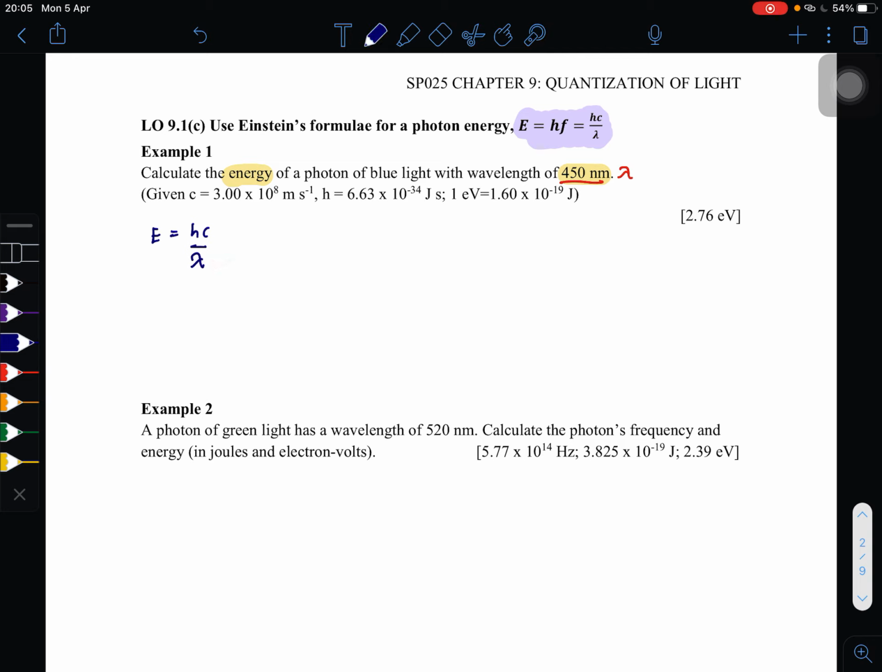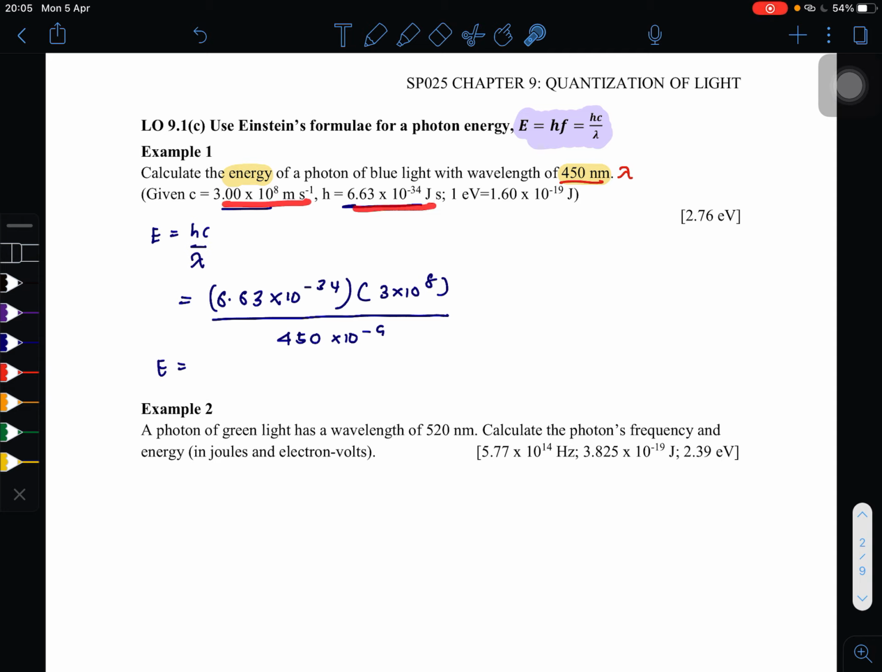So just masukkan 6.63 exponent negative 34. So constant value ni memang akan dibagi dalam exam ya, so don't worry about that. You don't need to hafal, just tengok sahaja dekat list of constant dekat depan. And then lambda, which is 450 nanometer. And all of these constant values are already in SI unit, so you don't need to convert that one. So energy will be equal to 4.42 exponent negative 19 joule.